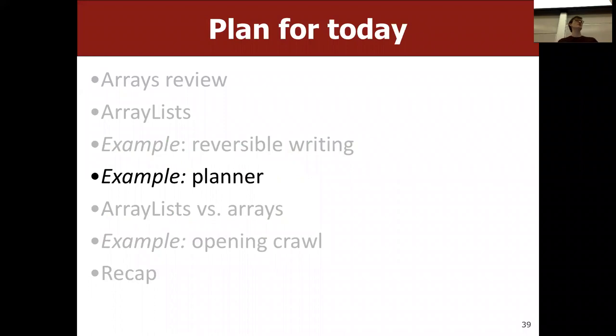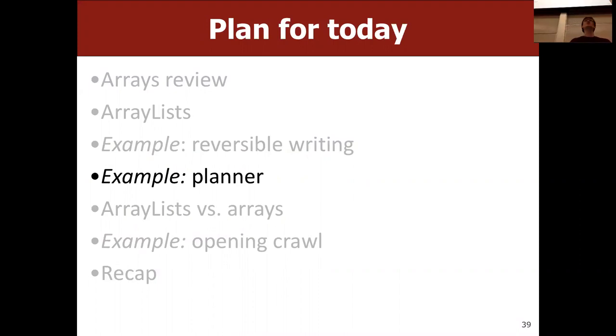Any questions before we move on to our next cool example? We'll talk more about some more advanced ArrayList stuff that you could do. Okay, so we've seen a couple things you can do with ArrayList so far. You can add items and they'll expand. You can get items by index. You can get the size.